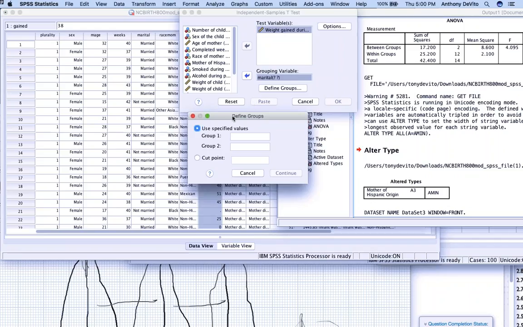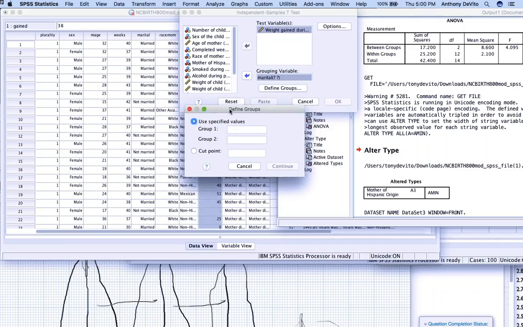I went to Analyze, Compare Means, and I went to Independent Samples t-test. It's not a single sample t-test because I'm not comparing one sample to a known number. And it's not paired samples because it's not like a mother's weight before and after or something like that. It's actually different women, right? Some married, some not married, two different groups.